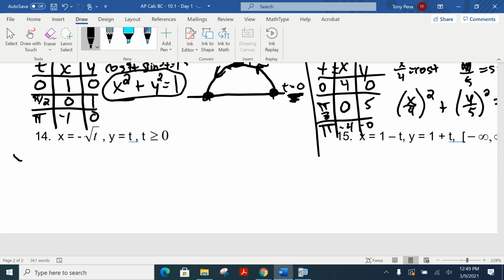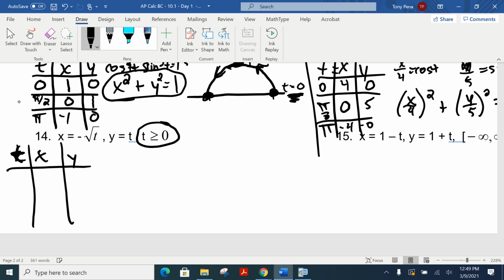So for us to graph this, now we really want to figure out what these points are. So T, and then X and Y. Clearly our initial T has to be a 0. So just start with a 0. Pretty straightforward. You're going to get 0, 0. So go to our graph. We definitely start at 0, 0.